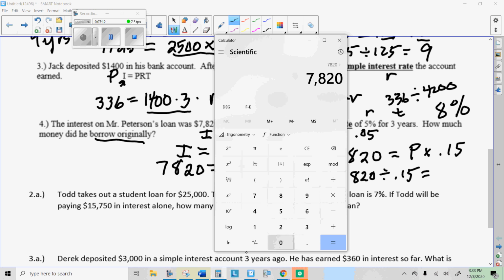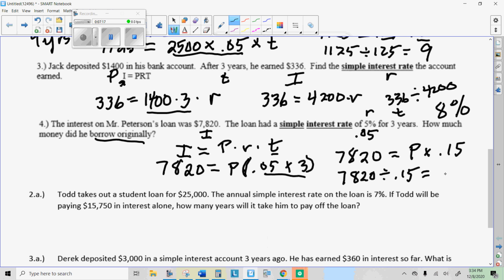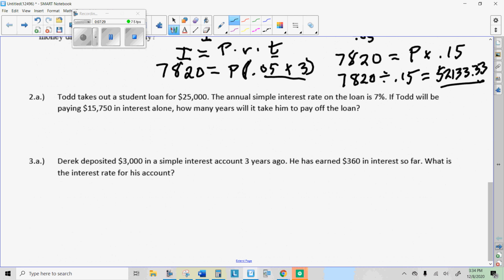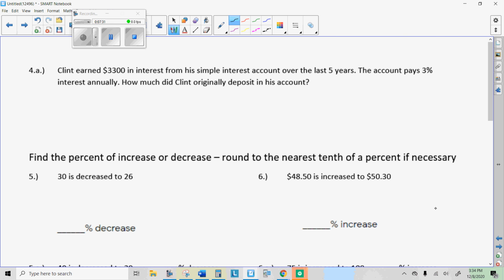7,820 divided by 0.15 equals 52,133. Since this is a money amount, we're going to give it 2 decimal places there. All right, I'm going to move on down to the next. You have to go back and finish those problems.